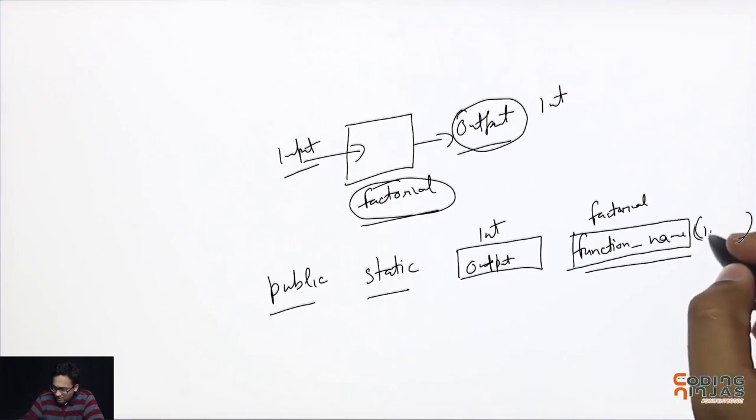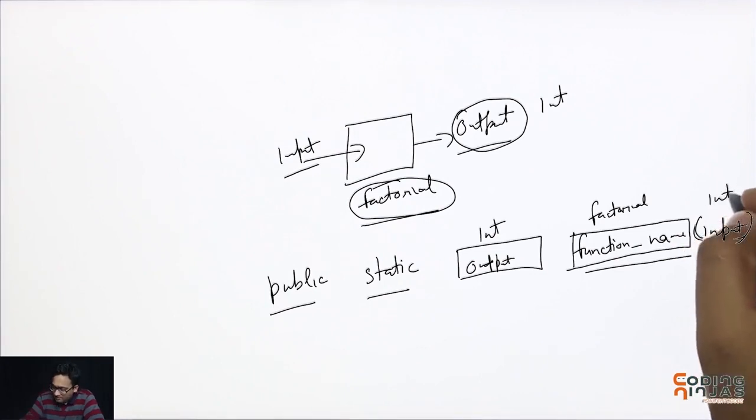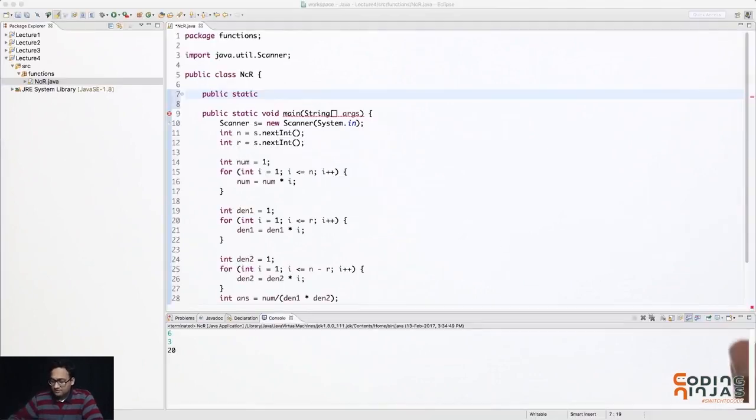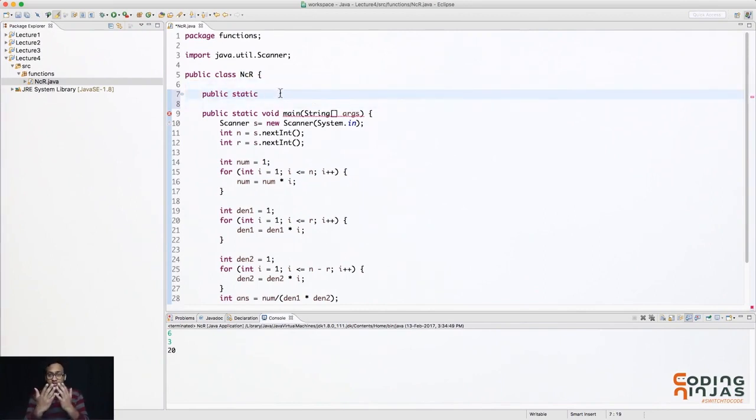So we need to tell what the input is going to be like. In our case, the input is going to be an integer. Let's see this in practice. As I said, I am going to write public static. Our factorial function is going to return an integer.